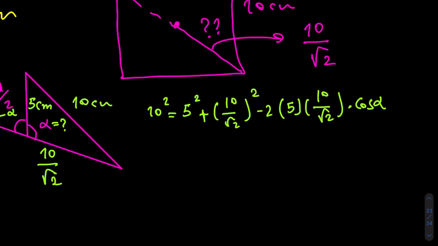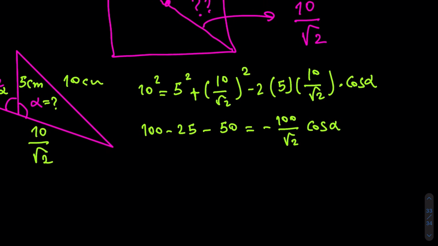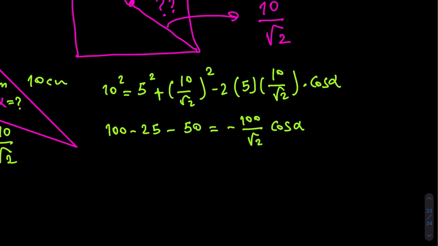And then I will get 100 minus 25 minus 50 is equal to negative 100 over square root of 2 cosine alpha, right? And then that means the negative cosine alpha, because the answer is negative here, is equal to, let's let negative stay on the cosine side, okay?